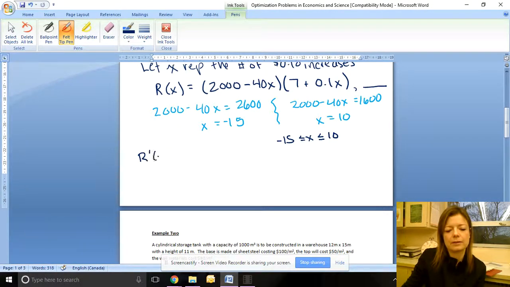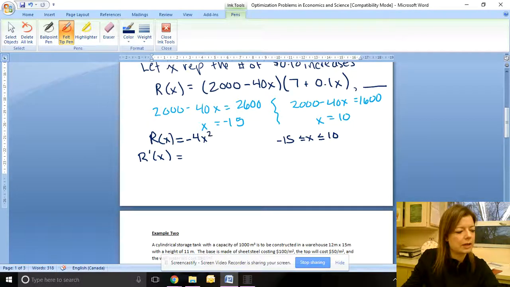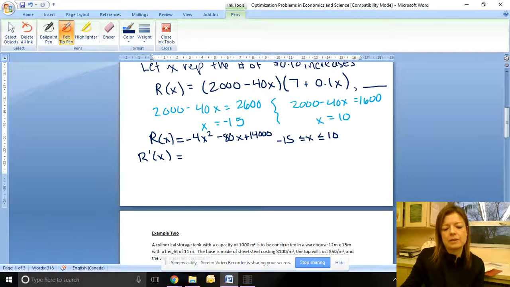We find the derivative of our function. Okay, so to find the derivative of this function, either you can use the product rule or you can expand and use the polynomial derivative. So I'm actually going to go back up and expand this into standard form because it's just easier for me to take the derivative that way. So if I go back and put the function in standard form, it's minus 4x squared minus 80x plus 14,000. Okay, so that's my current revenue function.